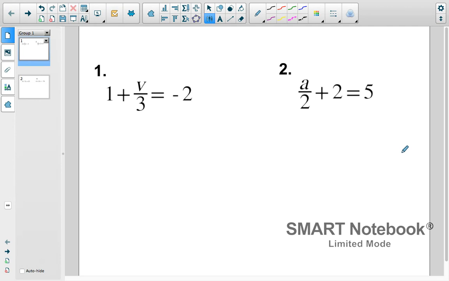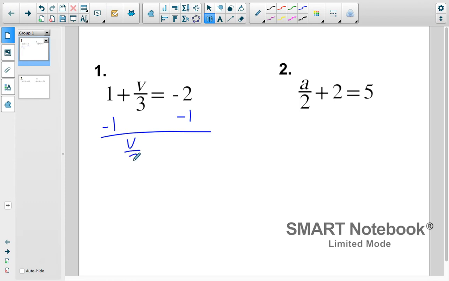And number 1 and number 2 are instances where you will need to eventually multiply in order to solve for your variable. So what I mean by that is I'm wanting to get this fraction by itself first before I multiply, which means I got to deal with that 1. So in order to deal with that 1, I need to do the opposite of what I see. Here it's a positive 1. So I need to subtract 1 from both sides.